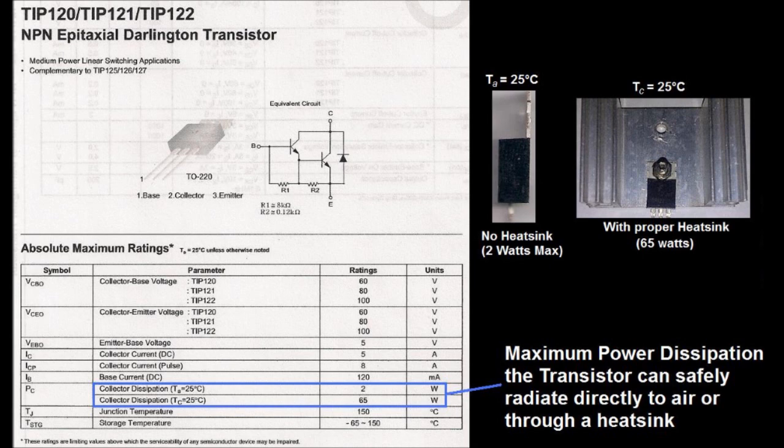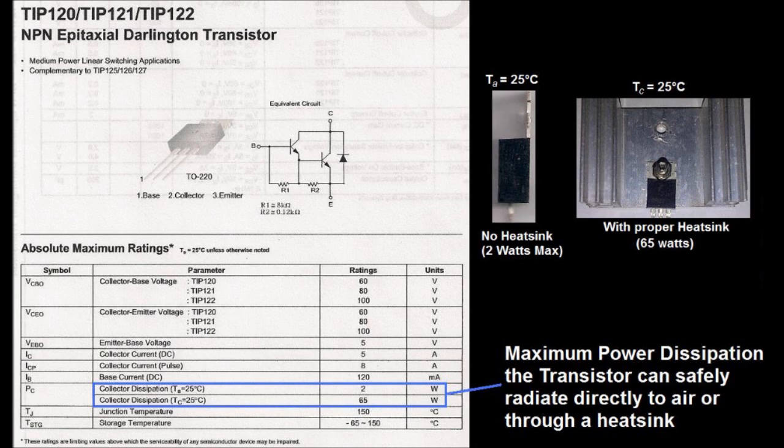As you can see here, the data sheet says 2 watts for TA, if the ambient temperature equals 25 degrees Celsius. Well, that's referring to no heat sink. This is the transistor convecting heat directly to the air. It means it can only do 2 watts maximum.